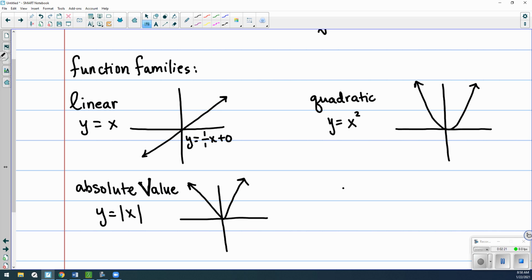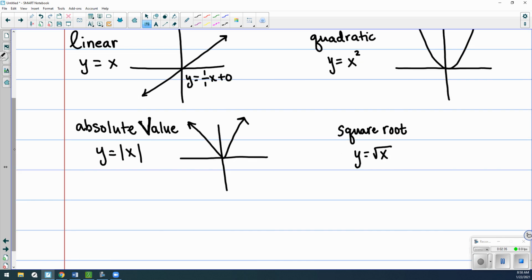And then today, let's talk about the square root family. We did touch on this for a quick minute in Algebra 1. The square root family, all of these functions resemble y equals the square root of x. And they look like, starting at the origin, kind of heading off something like this.